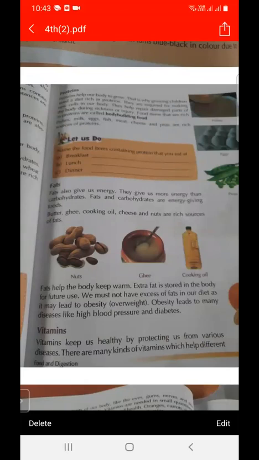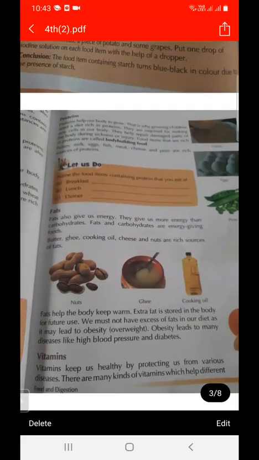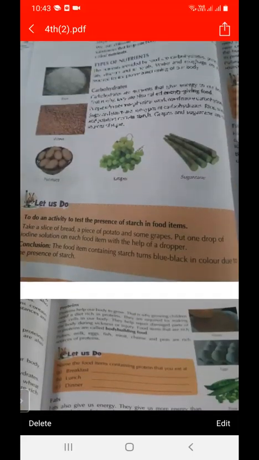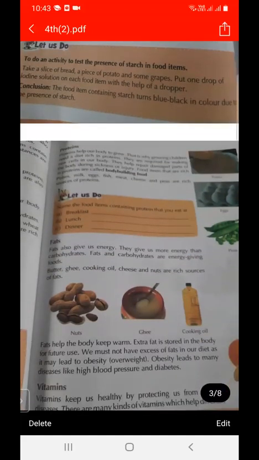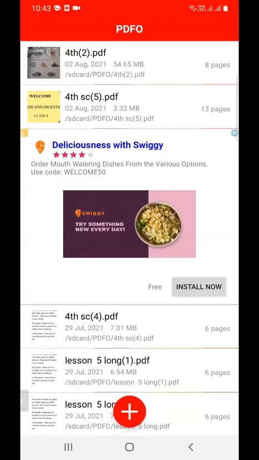So these are the sources of food. First is carbohydrates, next is protein, then fat, then vitamins, and then minerals. These are the components of food. I'm showing this with the help of slides.